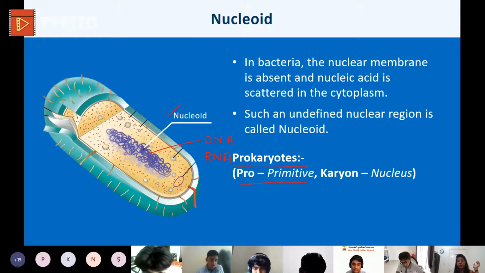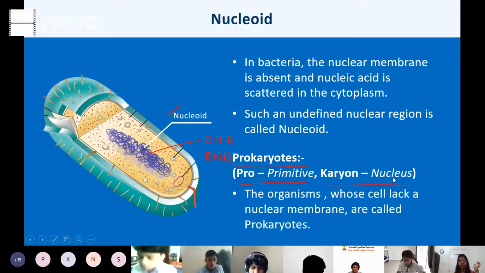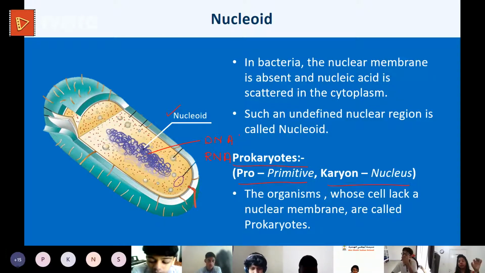Pro means primitive and karyon means nucleus. Now, organisms whose cells lack a nuclear membrane are called prokaryotes. So such kind of organism where the cell has this kind of nucleoid, they are called prokaryote, primitive nucleus.